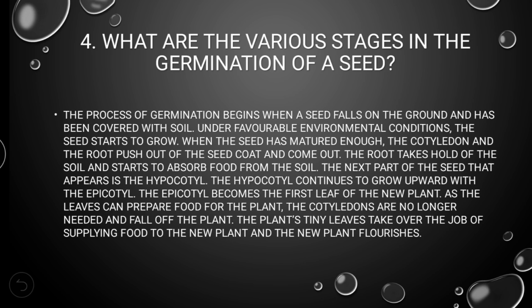When the seed has matured enough, the cotyledon and the root push out of the seed coat and come out. When the seed gets matured, the small tiny plant will sprout out. First the root will come out of the seed coat, and the root will hold the soil and absorb the water from the soil.